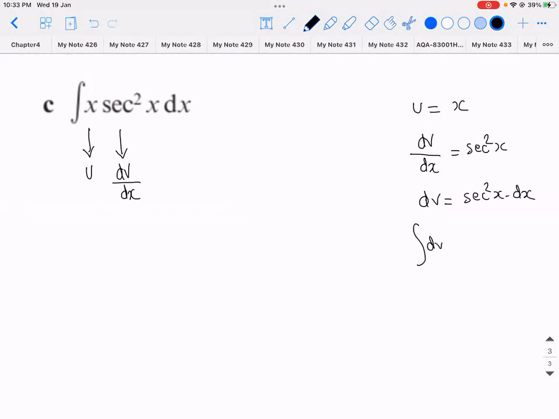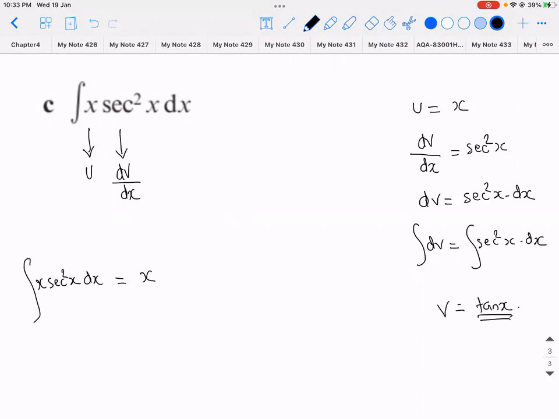And if you're integrating this, what happens? Integral of sec square x dx, right? Integral of sec square x is going to be what? It is simply tan x. So then we are applying the same formula. Integral of x sec square x dx would be, what is that? u, that is our x, and what is v? This is our v, correct?